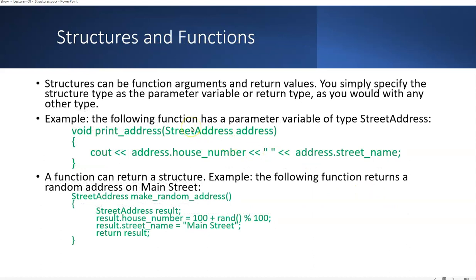Structures can be function arguments and return values. You simply specify the structure type as the parameter type or return type as you would with any other type. For example, the following function has a parameter variable of type street address. Now, we haven't really talked that much about functions yet, but here we're going to pass in a street address, and then we can use it in here just like we normally would. And it can return a structure just as well, and here it will return a random street number.